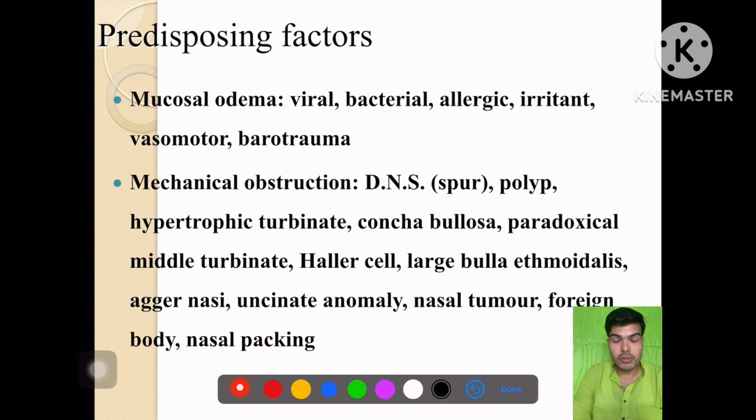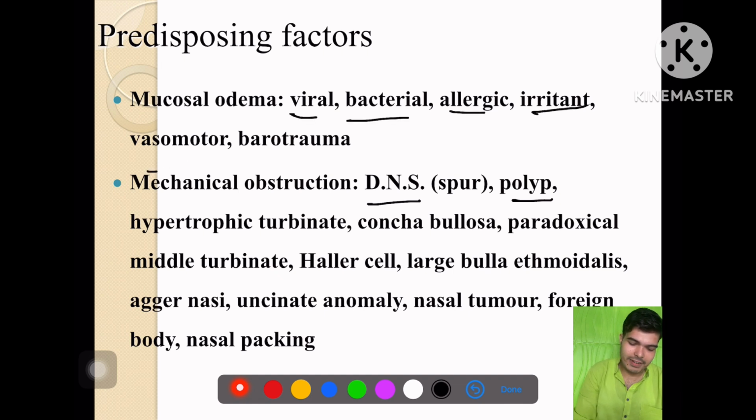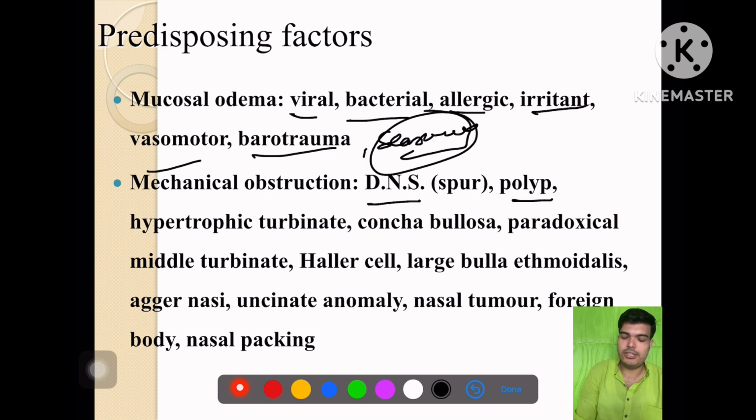So what is the predisposing factor? I already told you, DNS, polyp, any mass in the nose that will lead to defective aeration of the paranasal sinus can lead to this, right? And of course, viral, bacterial, allergic, irritant, vasomotor, barotrauma, seasonal, all these can lead to sinusitis.